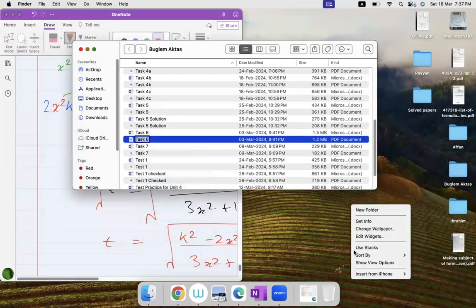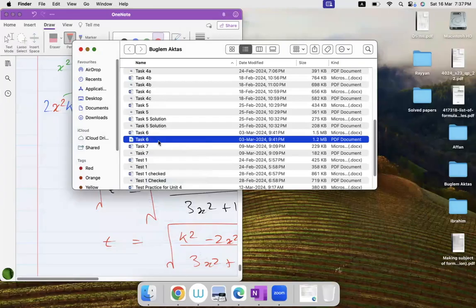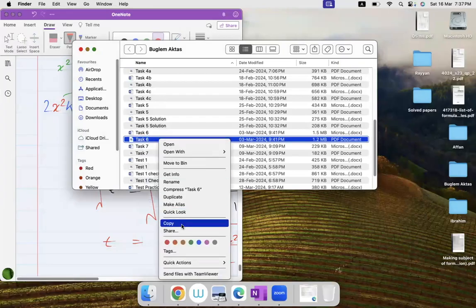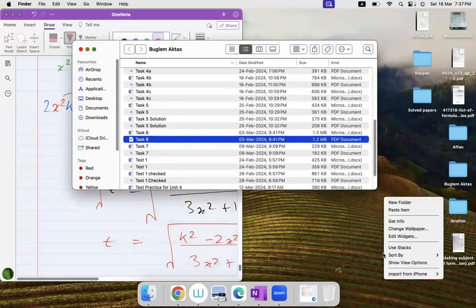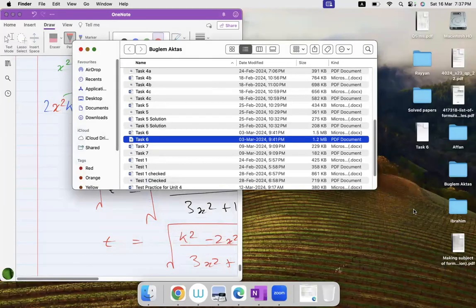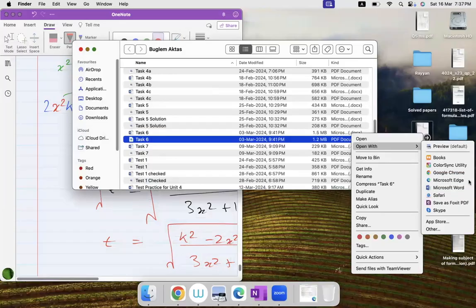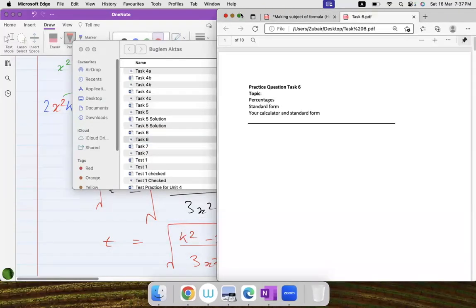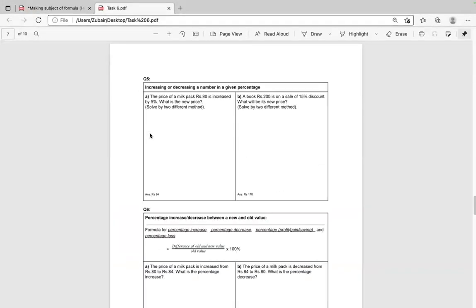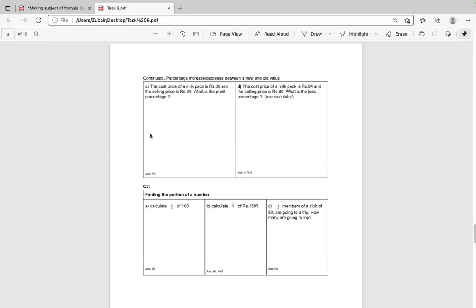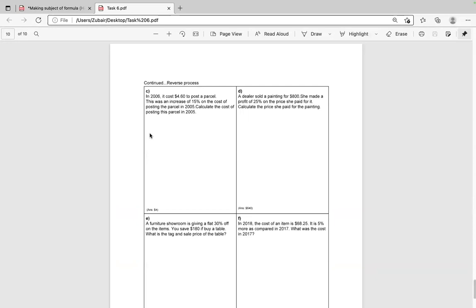So for me, my first question was on the E for reverse percentages. E and then B. The reverse percentage starts from here. E, a furniture showroom.